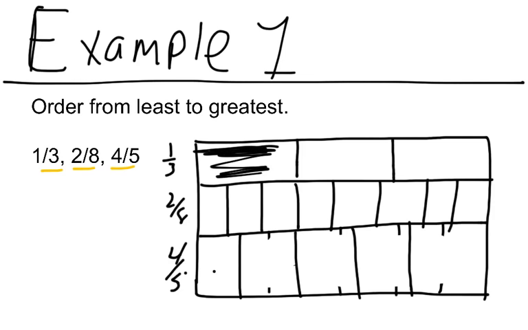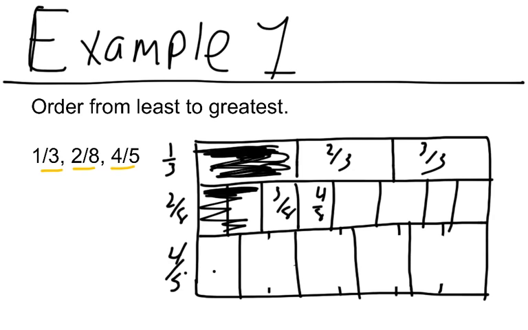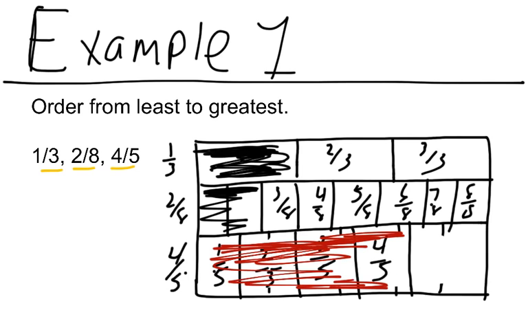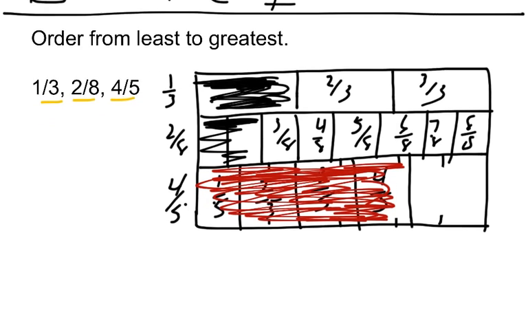So you shade in 1/3. You shade in 2/8. Because this is 2/3, 3/3. This is 3/8, 4/8, 5/8, 6/8, 7/8, and 8/8. And then this is 1/5, 2/5, 3/5, and 4/5. So now we're going to shade in 4/5, and then we're going to compare and order them.